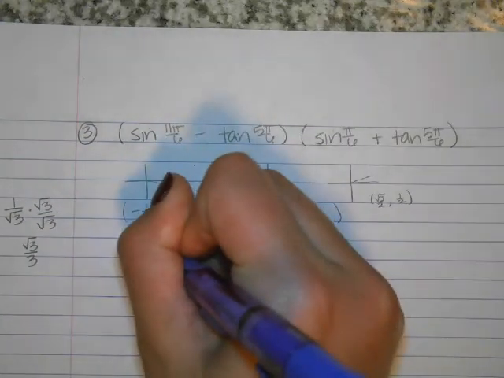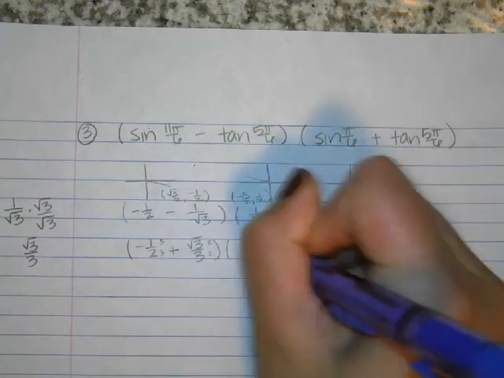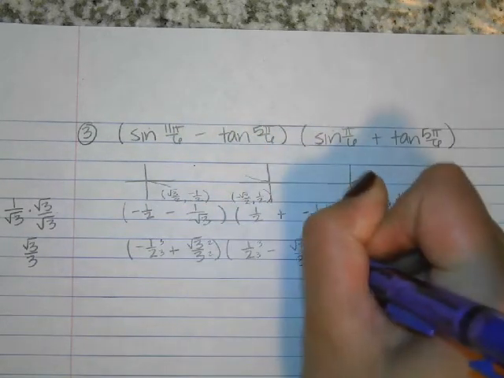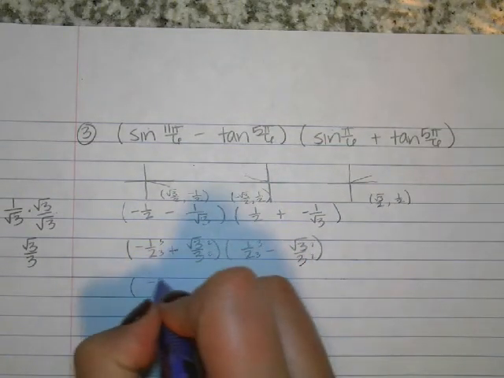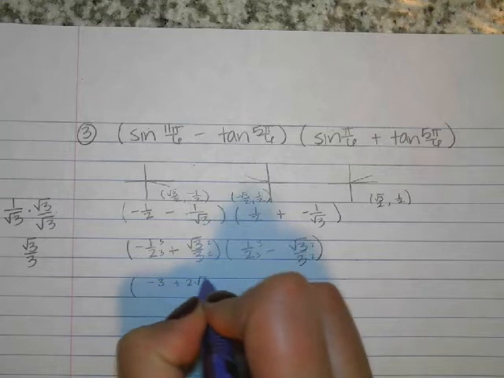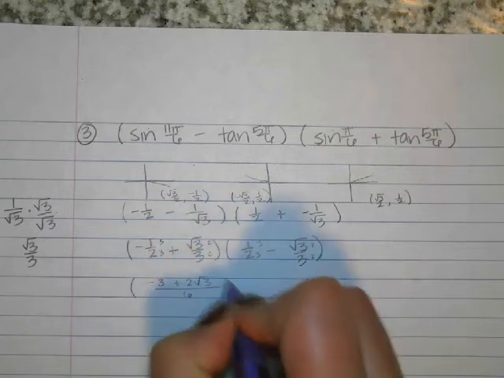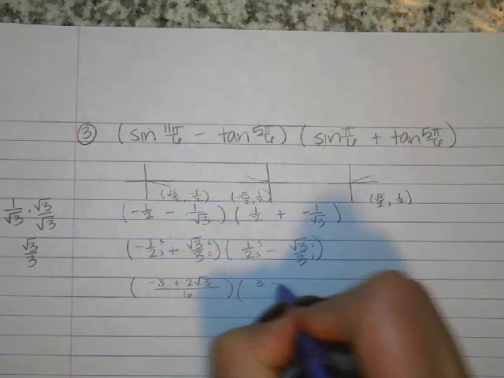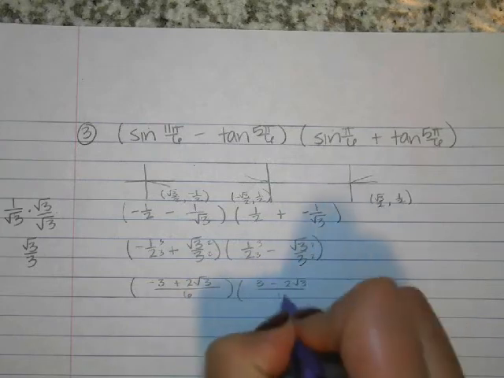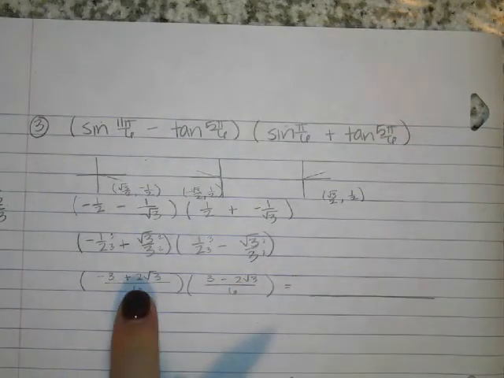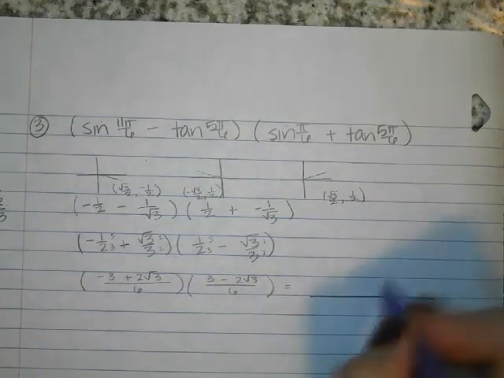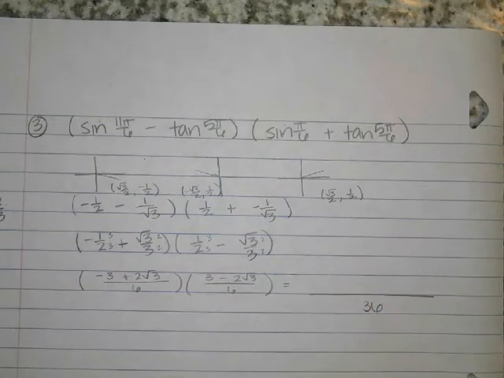So I'm going to go ahead and multiply this by 3 over 3 and 2 over 2, and 3 over 3 and 2 over 2. So now I have negative 3 plus 2 root 3 over 6, 3 minus 2 root 3 over 6. Okay, so when I multiply this fraction times that fraction on the bottom, I'm going to get 36. 6 times 6 is 36.